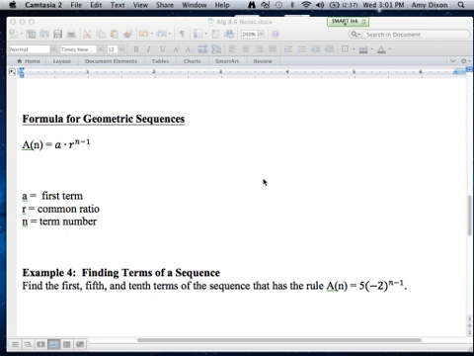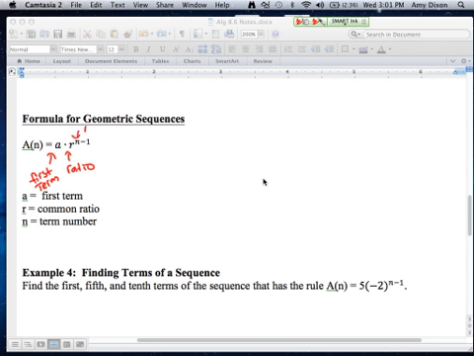Now, we can write a rule or a formula for a geometric sequence. The rule is a of n equals a times r to the n minus 1. So let's label what all these things are. Your a is your first term in the sequence. A is always your first term in the sequence. R is whatever that ratio is that you found.